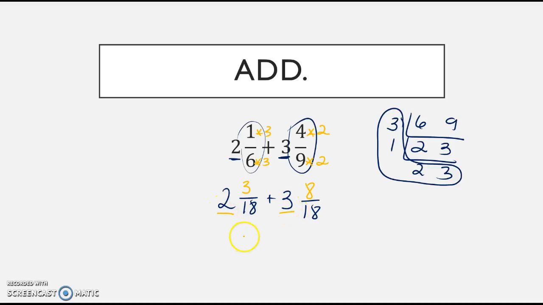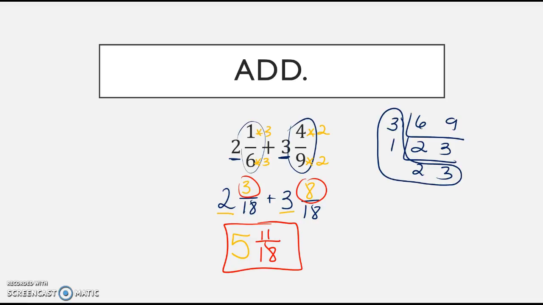So 2 plus 3 gives us 5. Then, we're going to look at our numerators, our 3 and our 8. And that gives us 11. And our denominator stays the same. So before we're done, we have to make sure that we can't simplify. And 11/18 can't be simplified. So we are finished. 5 and 11/18 is our answer there.